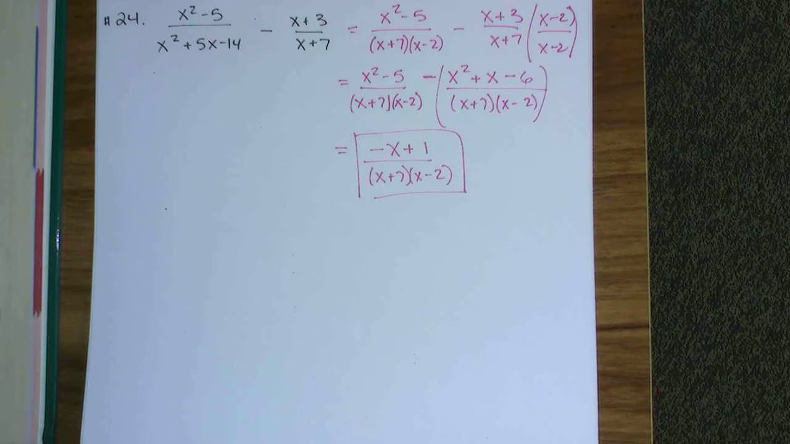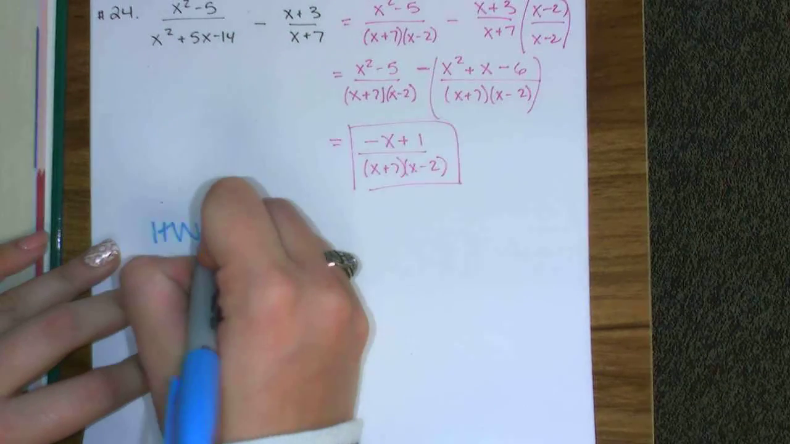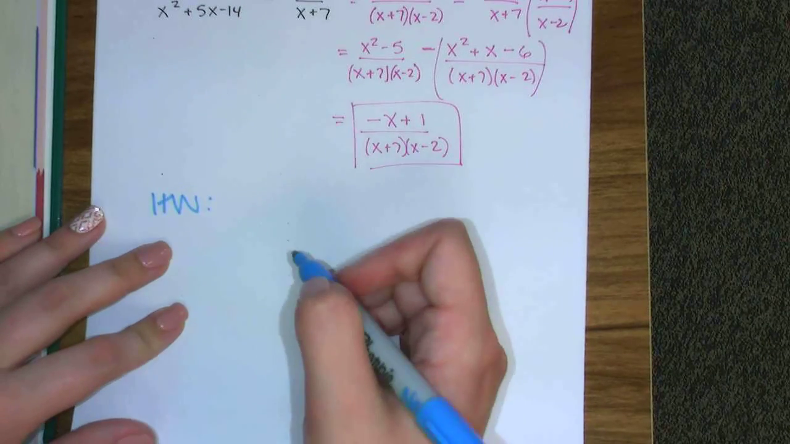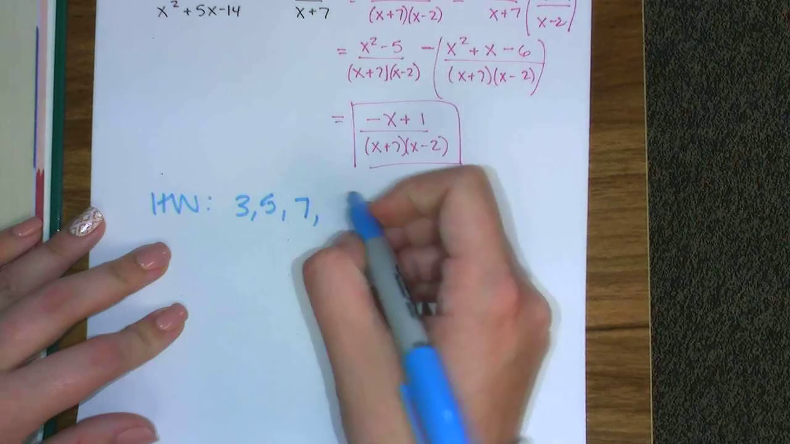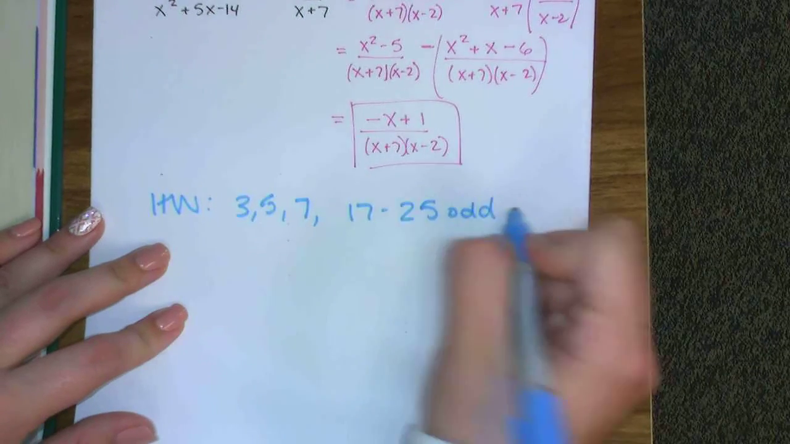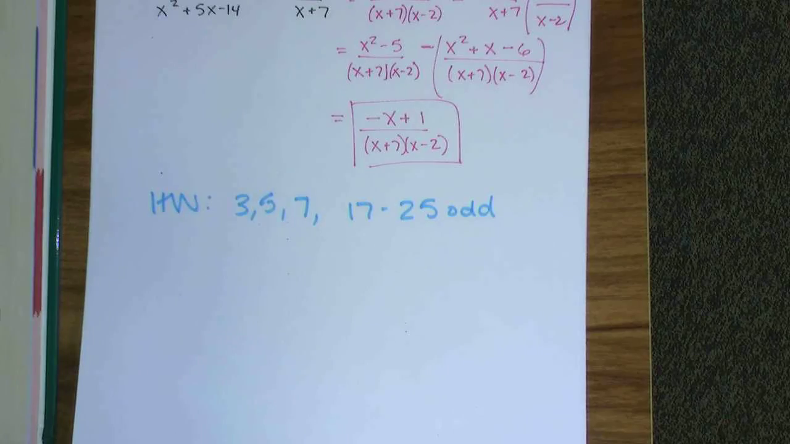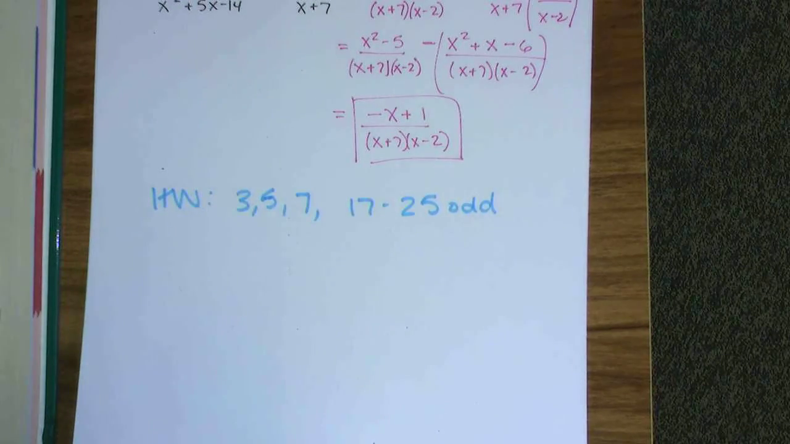Oh, I guess you guys want homework, though. So that would be helpful. Thought you were going to get off easy there. 3, 5, 7, 17 through 25, odd. Alright, and then that is it. There we go. See, I was going to give you homework. Just had to psych you out there for a minute.